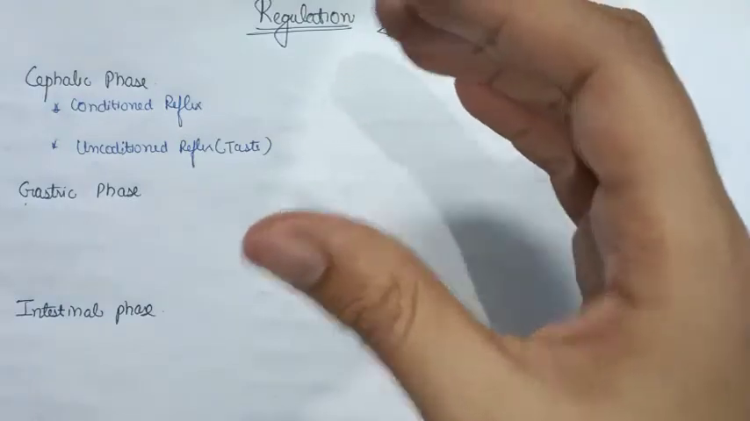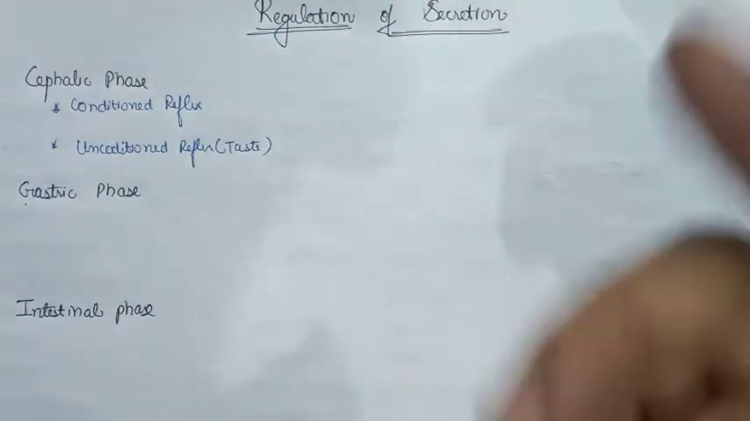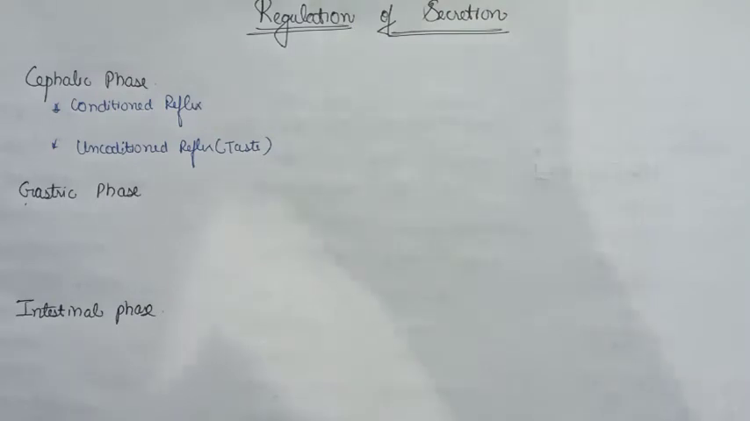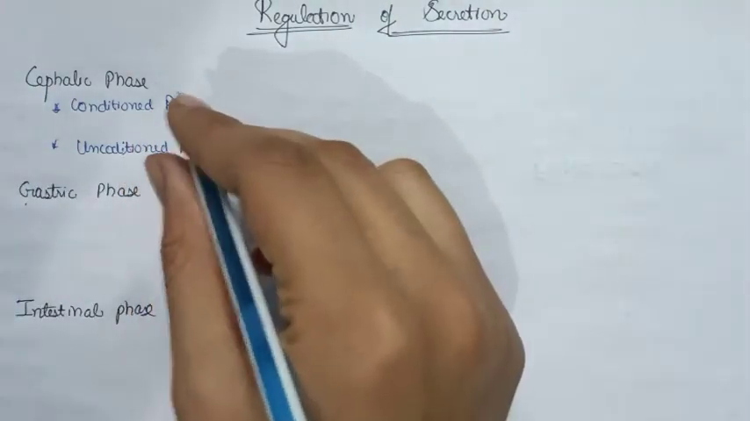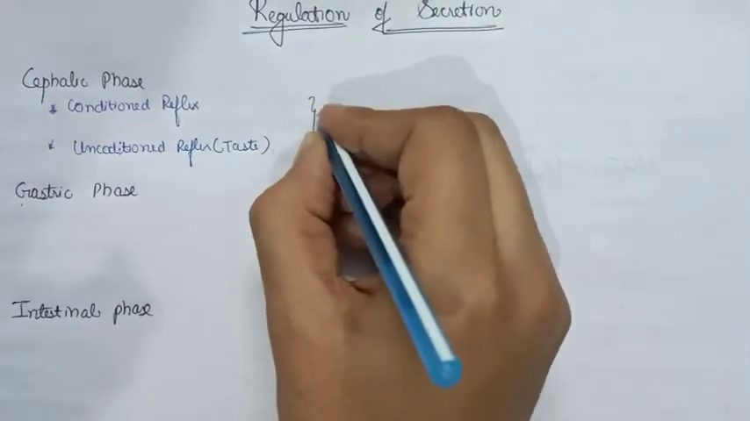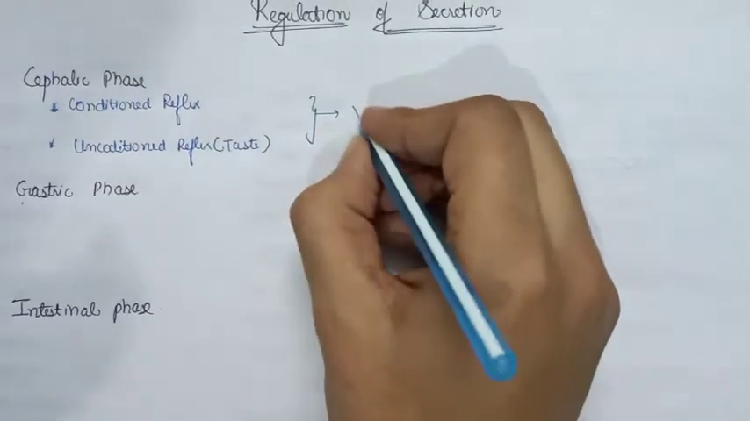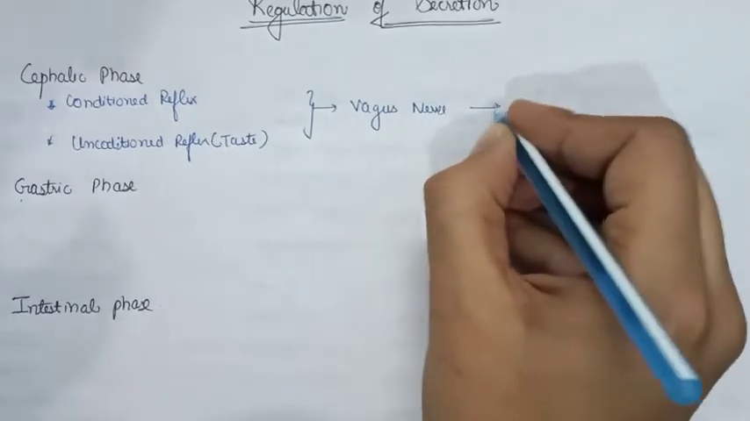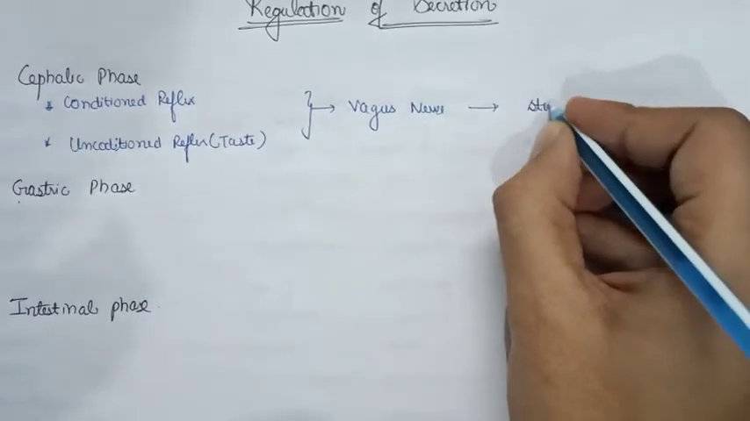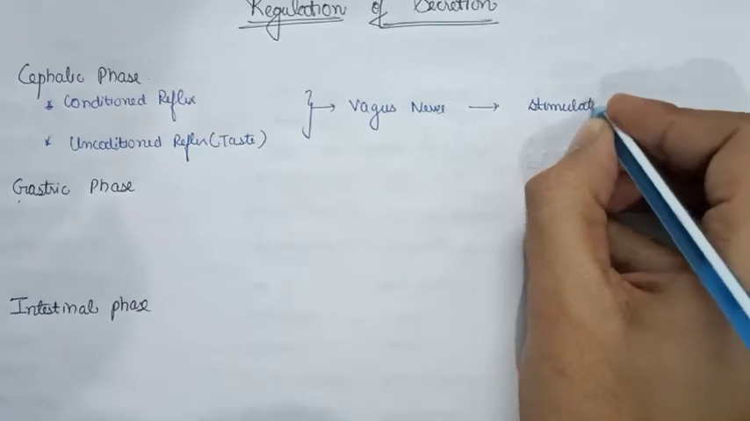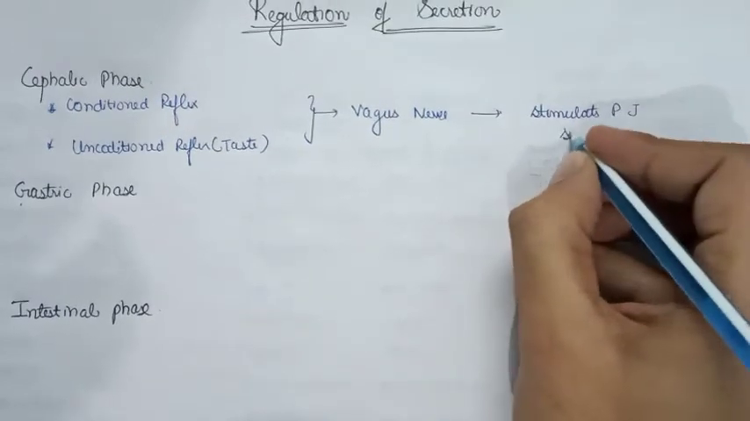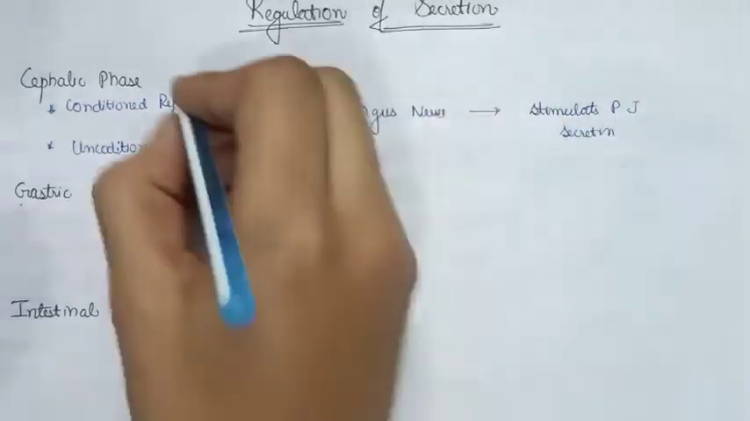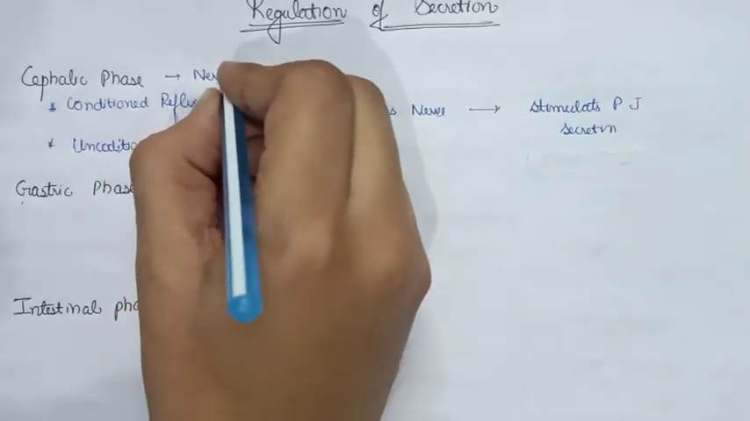Now if you have put your burger on your tongue, then the taste sensation will be perceived through the vagus nerve from the anterior part of the tongue, and that will stimulate the secretion of the pancreatic juice. So either the conditioned reflex or the unconditioned reflex is controlled by the nervous mechanism, through the vagus nerve, which stimulates pancreatic juice secretion. So the cephalic phase is entirely nervous regulated.